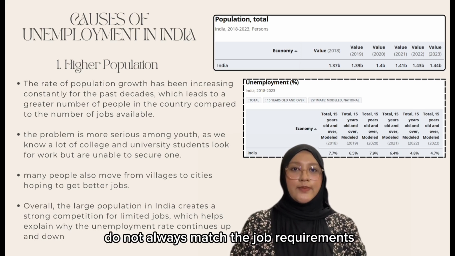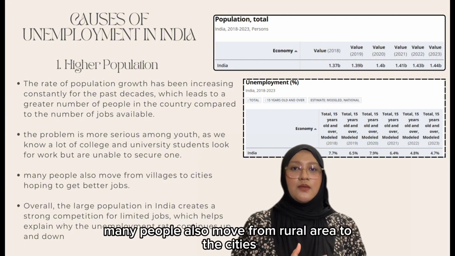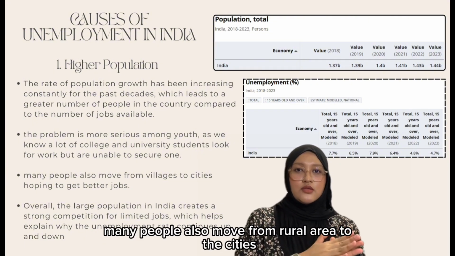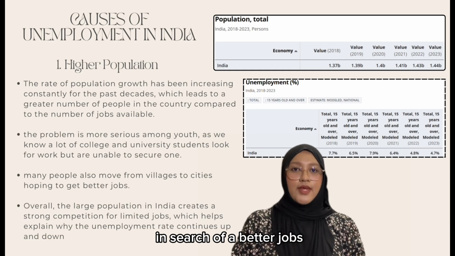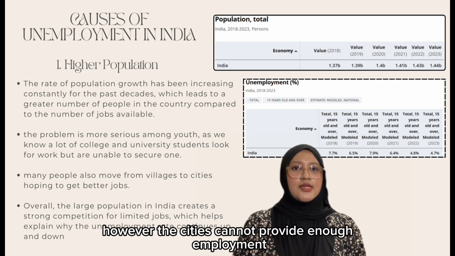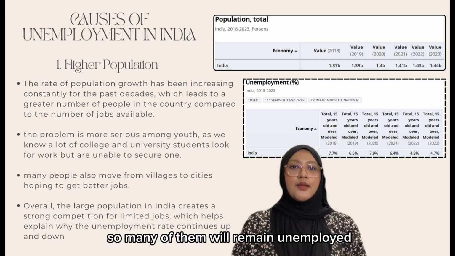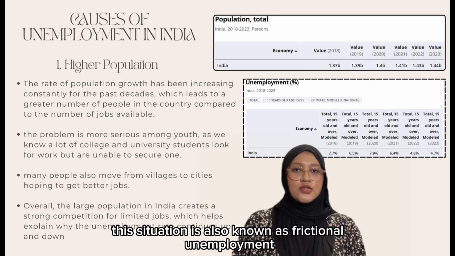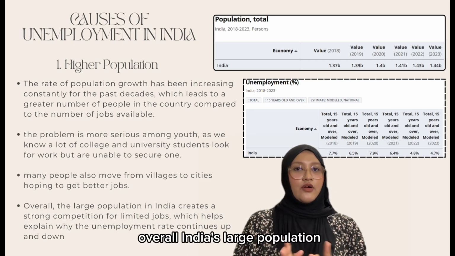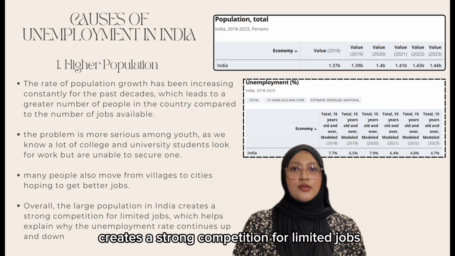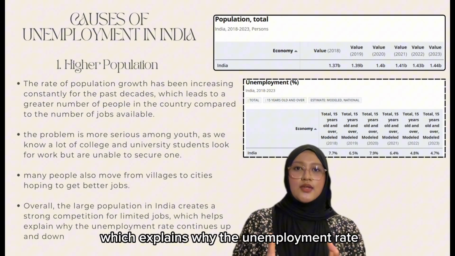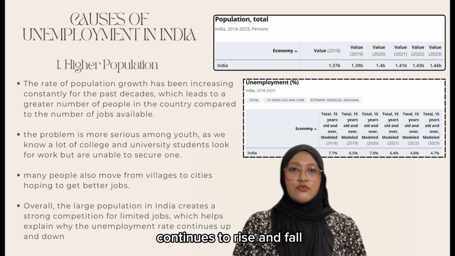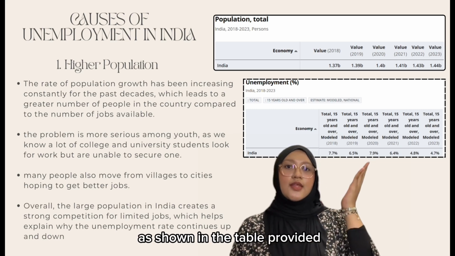In addition, many people also move from rural areas to the cities in search of better jobs. However, the cities cannot provide enough employment, so many of them will remain unemployed. In economics, this situation is also known as frictional unemployment. Overall, India's large population creates strong competition for limited jobs, which explains why the unemployment rate continues to rise and fall as shown in the table provided.